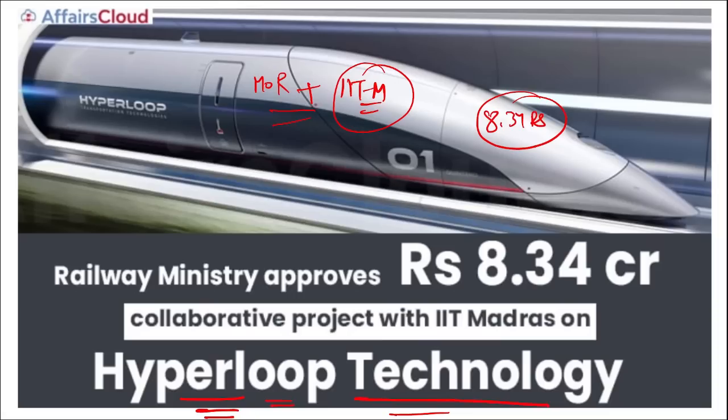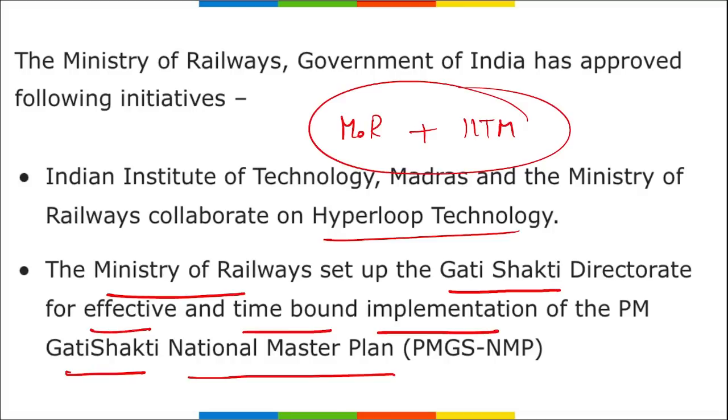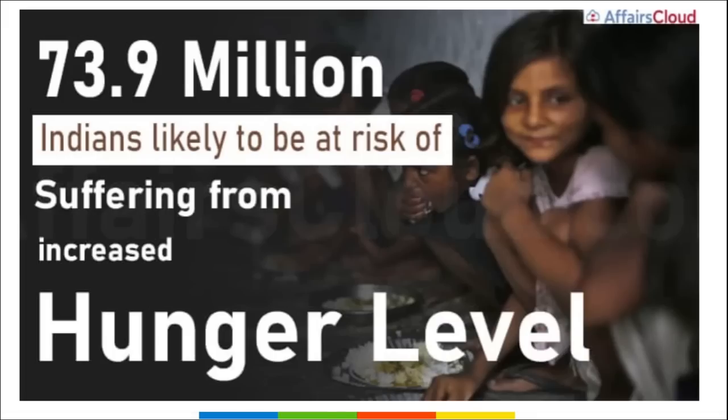So coming back, Hyperloop technology, which two organization will be working on it? Ministry of Railways and IIT Madras. This is a project of 8.34 crore rupees. And who approved this project? Approved by Ashwini Vaishnav, who is our Union Minister for Railways, Communication, Electronics and Information and Technology.